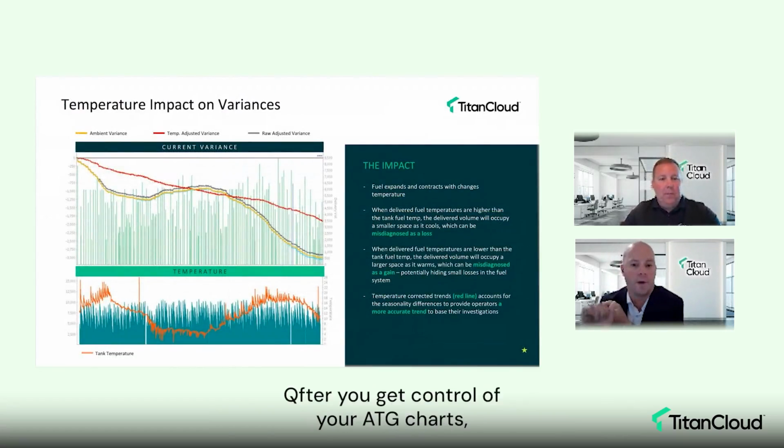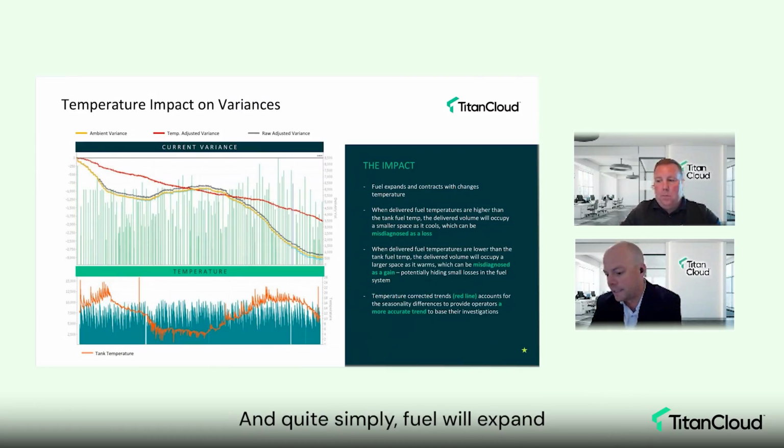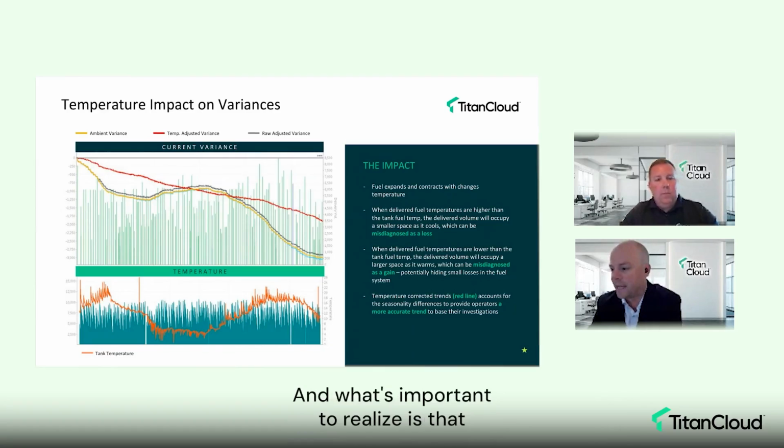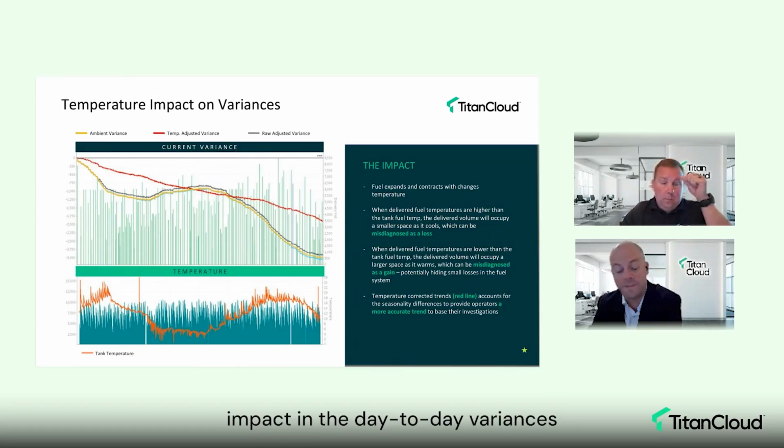So after you get control of your ATG charts, there's also another very influencing factor in your variances, which is the fuel temperature. And quite simply, fuel will expand or contract. It's a hydrocarbon. A lot of clients will see in colder conditions quite a lot of differences in their fuel variances during winter compared to summer. And what's important to realize is that fuel temperatures can have a significant impact in the day-to-day or month-by-month variances that you observe at site.